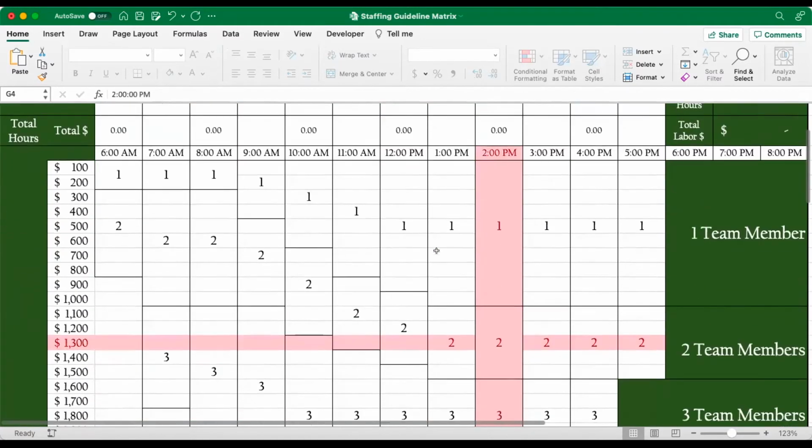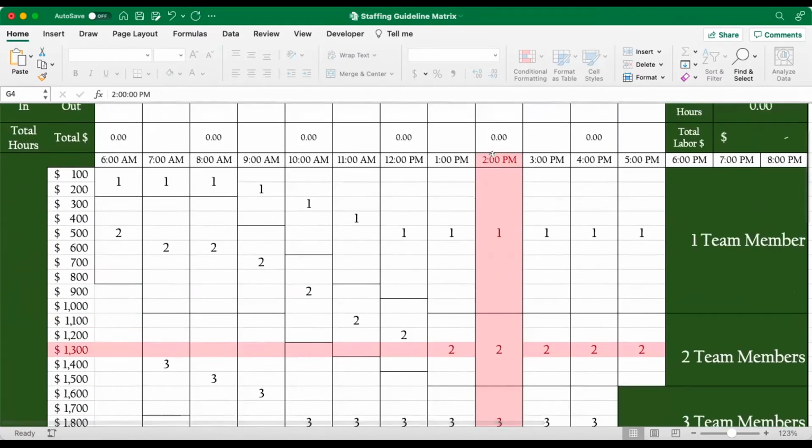Here's where another indicator pops up. It's 2 o'clock in the afternoon, you're doing $1,300. You should have 2 people on the floor. No more, no less, 2 people. So this is gonna give you an idea of how many people you should have at a specific time during the day at a specific number as far as revenue goes.